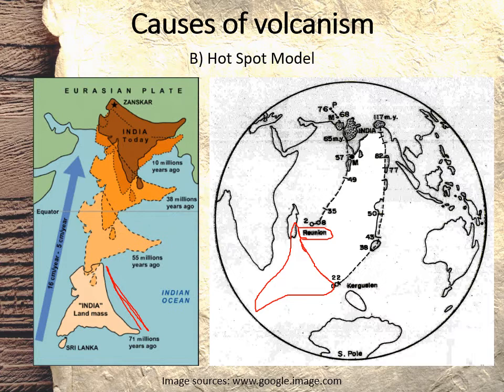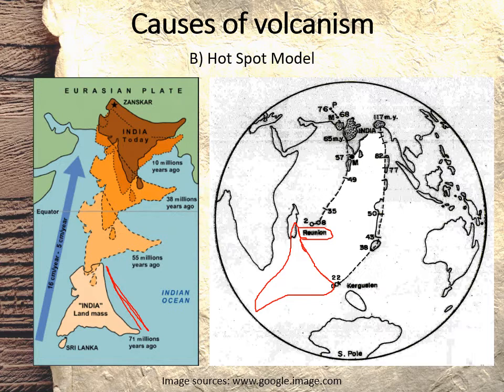Similarly, thinning of the plate occurs and eruption occurs, forming the Rajmahal Trap. At about 65 million years ago, the western part of India goes above the Reunion hotspot, thinning of the plate occurs and eruption occurs. And like these volcanic chains, in the eastern side there are also volcanic chains: 38 million years, 43 million years, 50 million years, 82 million years, increasing in age from the present-day Kerguelen hotspot to the present-day Rajmahal Trap location. Similarly, these areas, when they passed successively over the Kerguelen hotspot, also suffered volcanic eruption.